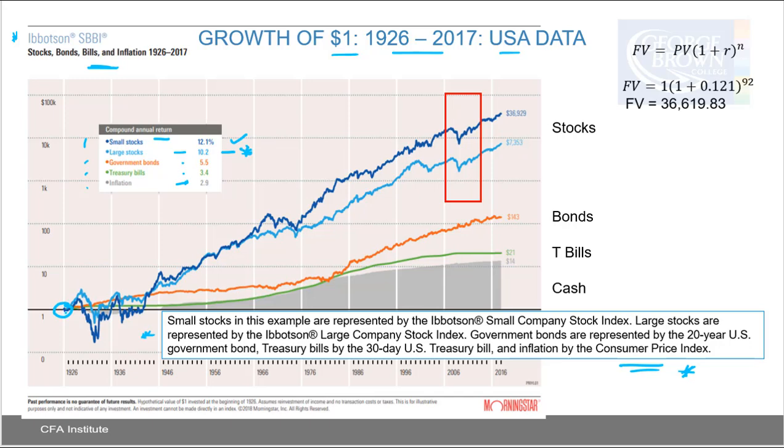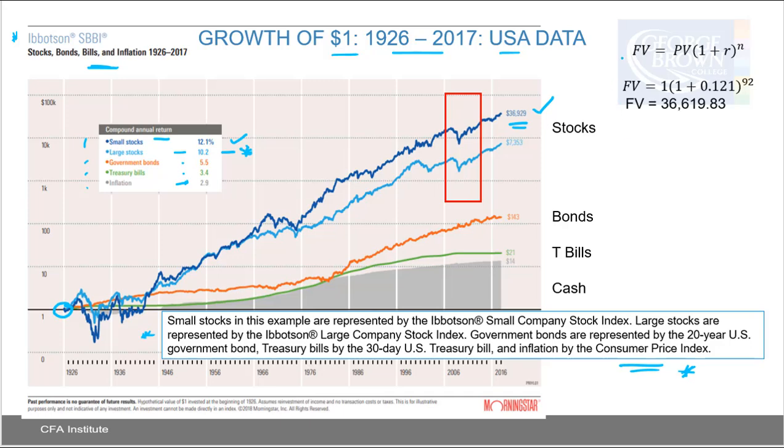If you invested $1 in 1926 in the Ibbotson Small Company stock index and all the earnings were reinvested, at the end of 2017, you'd have $36,929. Okay, and so that's illustrating a couple of points. Number one is the power of compounding. That's something that we saw in the quantitative concepts chapter.